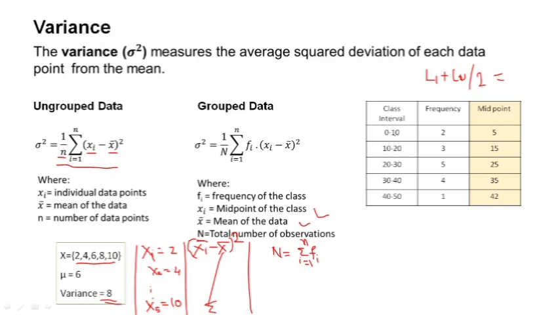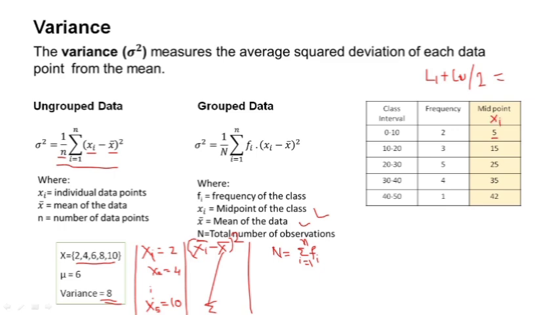From this we find out the midpoint of this class. 0 plus 10 divided by 2, we get the midpoint 5. For the second class, 10 plus 20, 30, divided by 2, 15. Likewise, you have to find out the midpoints of the other classes. And here we have determined the midpoints of the classes. So this is the xi value.